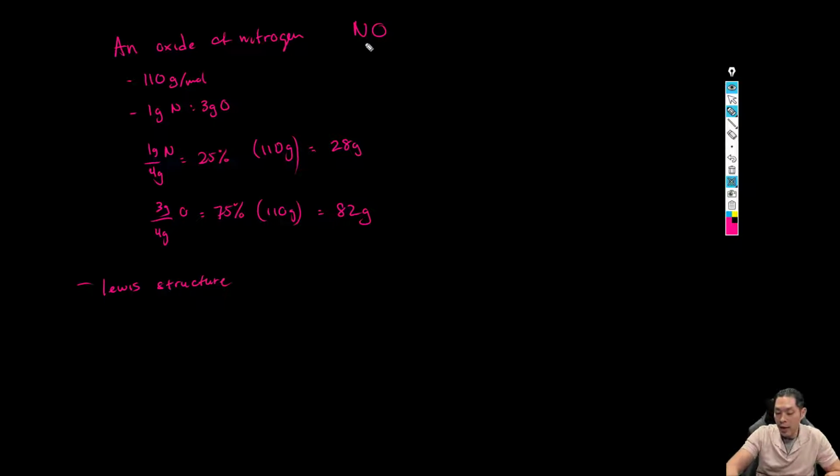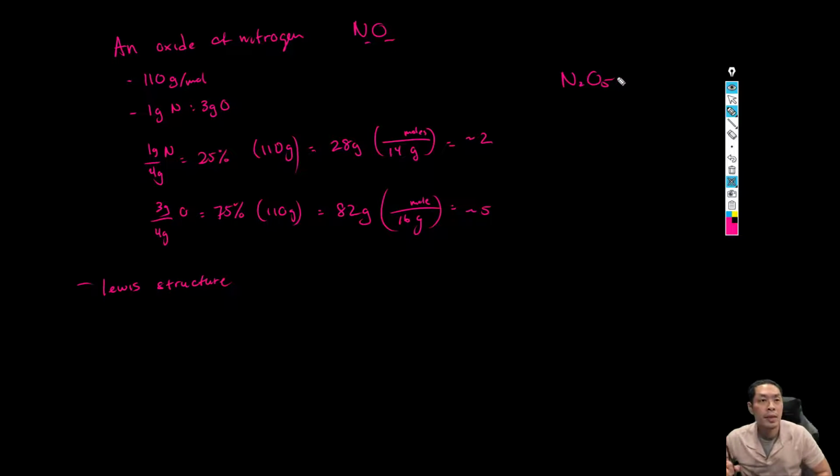To compare how many nitrogens to oxygens, we want either molecules or moles. Since we have grams, we can change it to moles. Remember the molar mass; we want moles on top. So 1 mole of nitrogen is 14 grams, and we do the same thing with oxygen, 16 grams. When you do that, you get about 2 and then about 5. So now I know I have N2O5.